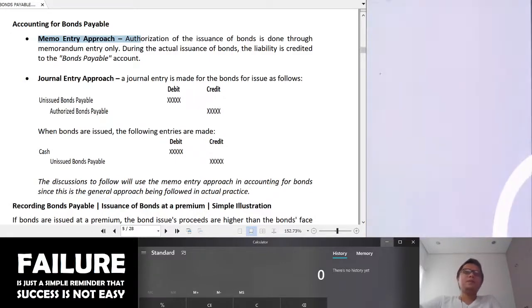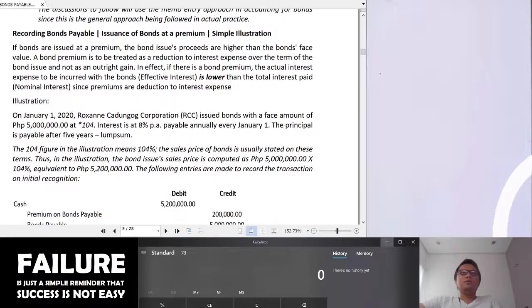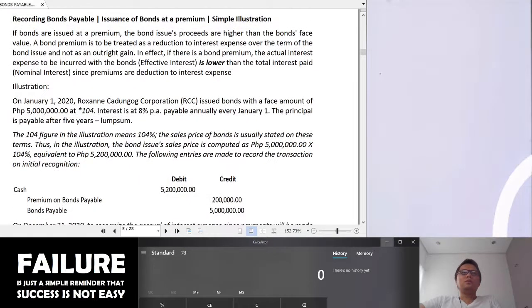Let us now go on to how we record bonds payable using the memo entry approach. Our first illustration is issuance of bonds at a premium. So, we have this example now.